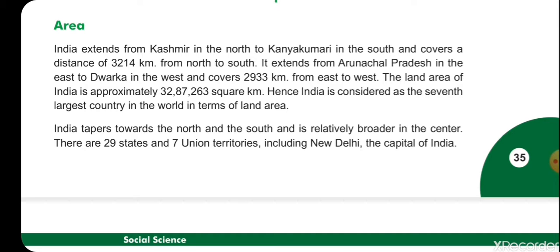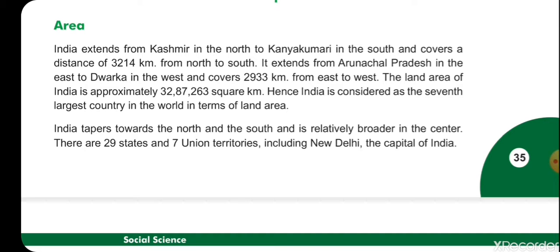So, India extends from Kashmir to Kanyakumari and it extends from Arunachal Pradesh to Dwarka in the west. India is having approximately 32,87,263 square kilometers as a land area, and because of this vastness, it is considered as the 7th largest country in the world in terms of land area.